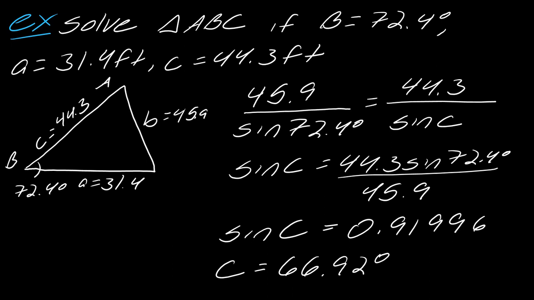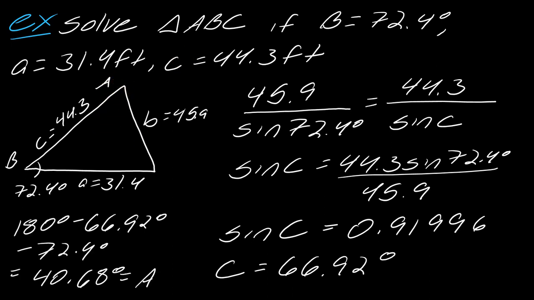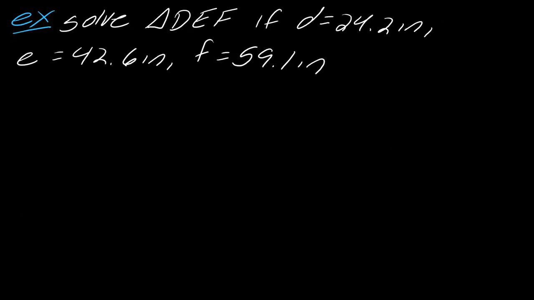And then from here, technically if you used the law of sines again, you would be able to find your other angle A, but just to keep things simple, what I'm going to do is take 180 minus these other two angles to get the remaining angle. And so I get 40.68 for my remaining angle. And so there you have it. So there is one case of the law of cosines.